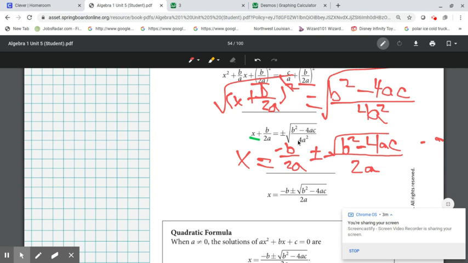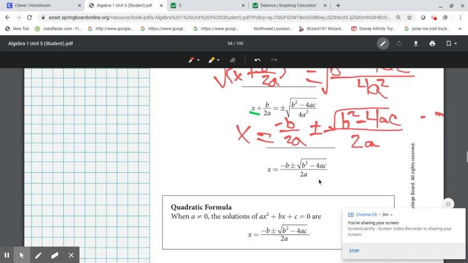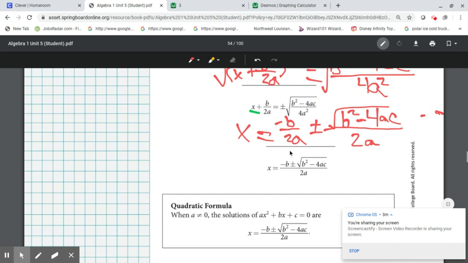And I went ahead and took the square root of 4a squared and the square root of 4, and the square root of 4 is 2, and the square root of a squared is a. And then from there, since they have a common denominator, you can just go ahead and add the numerators. So this is going to become negative b plus or minus the square root of b squared minus 4ac over 2a, and that is simplified, and this formula here is called the quadratic formula. All right, so ta-da.